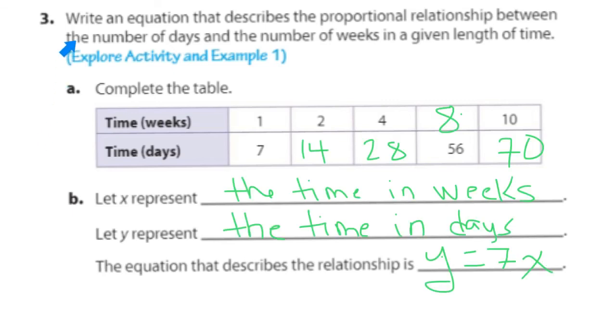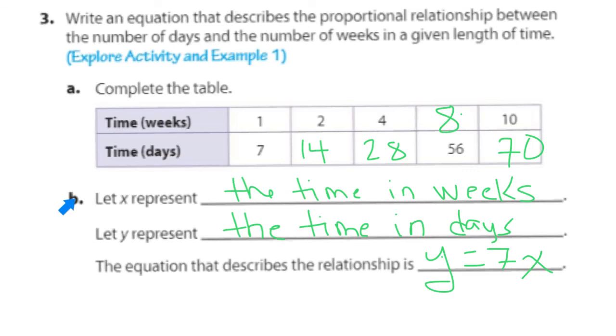Okie dokie. Write an equation that describes a proportional relationship between the number of days and the number of weeks in a given length of time. Complete the table. So 1 week is 7 days, 2 weeks, 14 days, 4 weeks, 28 days. You take your number of weeks and multiply by 7 to get the number of days. But here we have to divide. We're going to go backwards and divide. 56 divided by 7 is 8. Then 7 times 10 is 70.